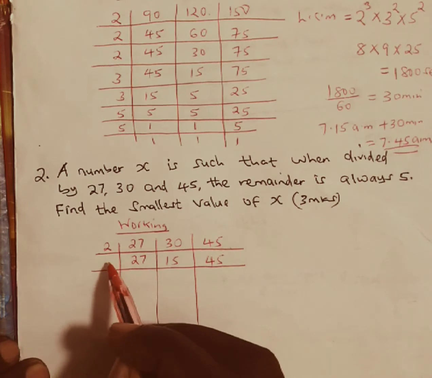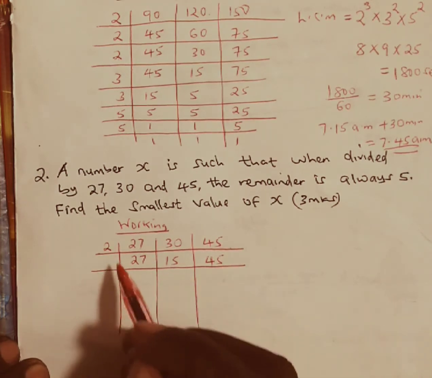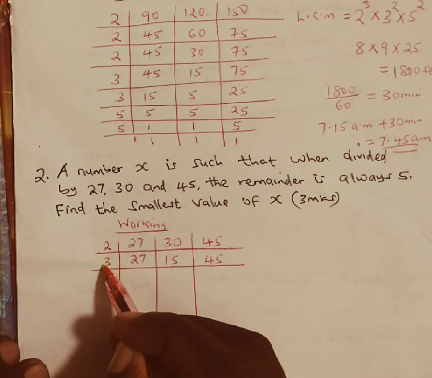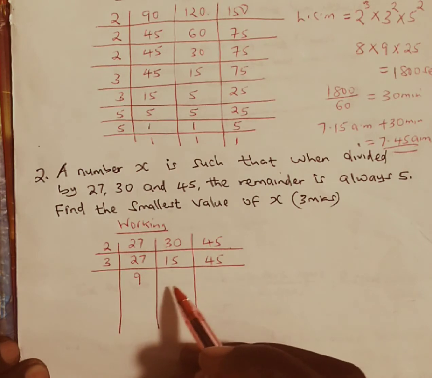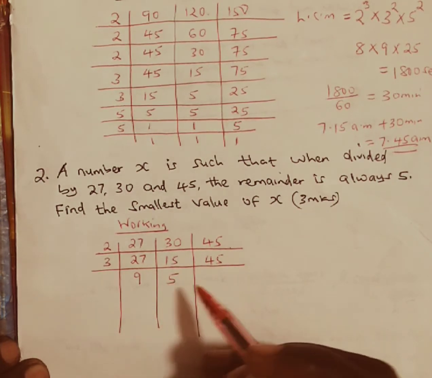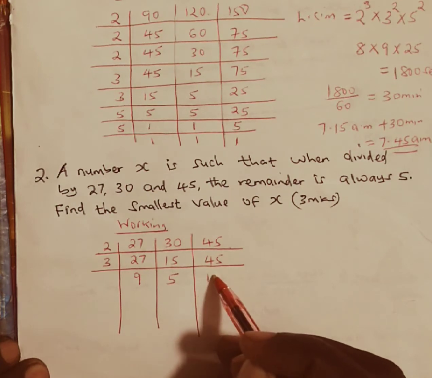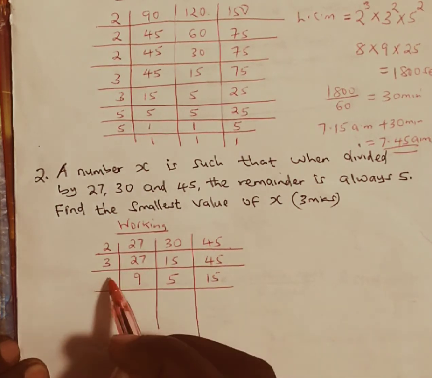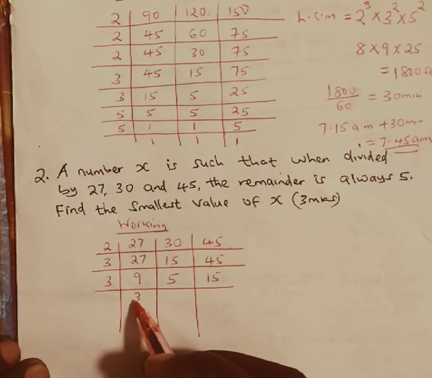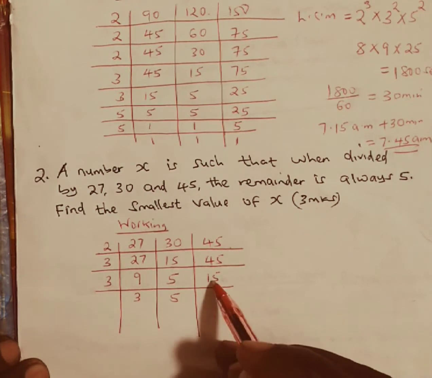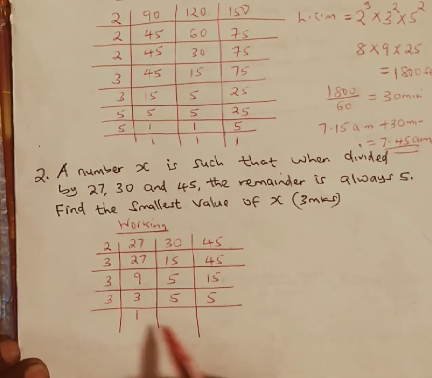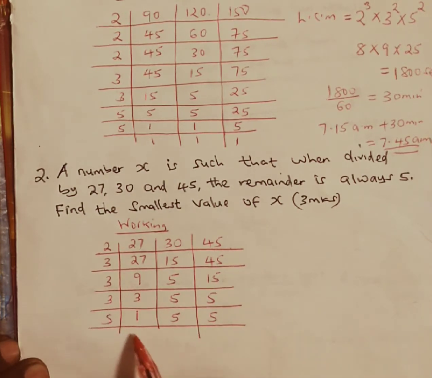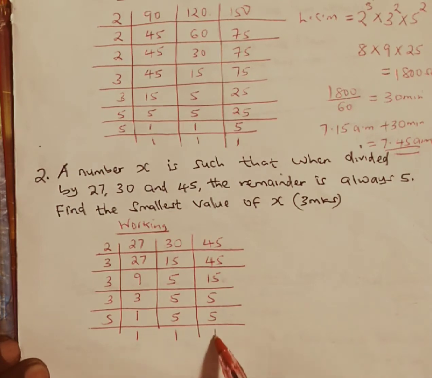We don't take 2 again because 2 cannot divide any of these numbers, so we go to 3. 3 divides 27 9 times, it divides 15 5 times, it divides 45 15 times. Again we take 3: 3 divides 9 3 times, it does not divide 5, it divides 15 5 times. Once again we take 3: 3 divides 3 once, it does not divide 5, it does not divide 5. So we take 5. This is 1, 1, 1.